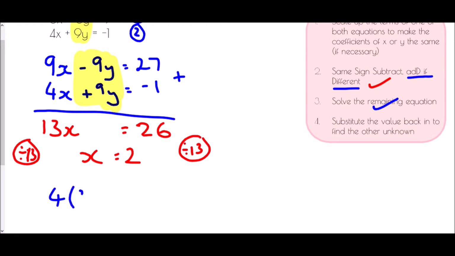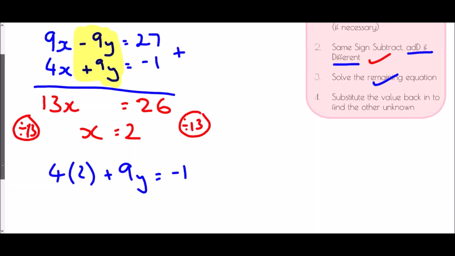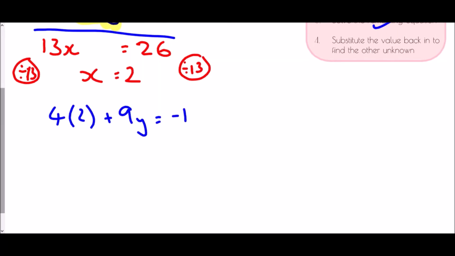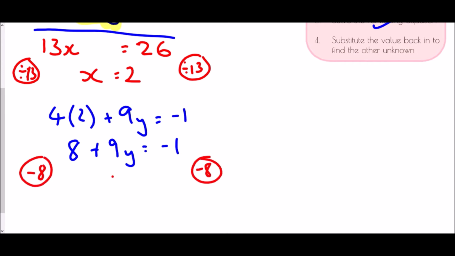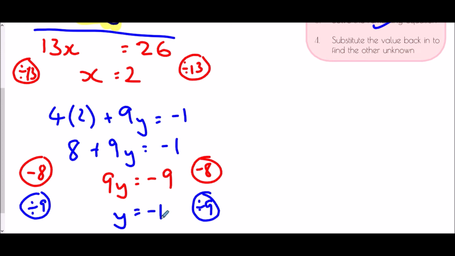So 4 lots of 2 plus 9y equals -1. And so 4 times 2 is 8 plus 9y equals -1. Let's subtract the 8 from both sides. So 9y equals, so that's -1, take away 8, it's -9. And then if I divide by 9, I will get my final answer. Well, that would be y equals -1. And so that is telling me that my solution is x equals 2, y equals -1.